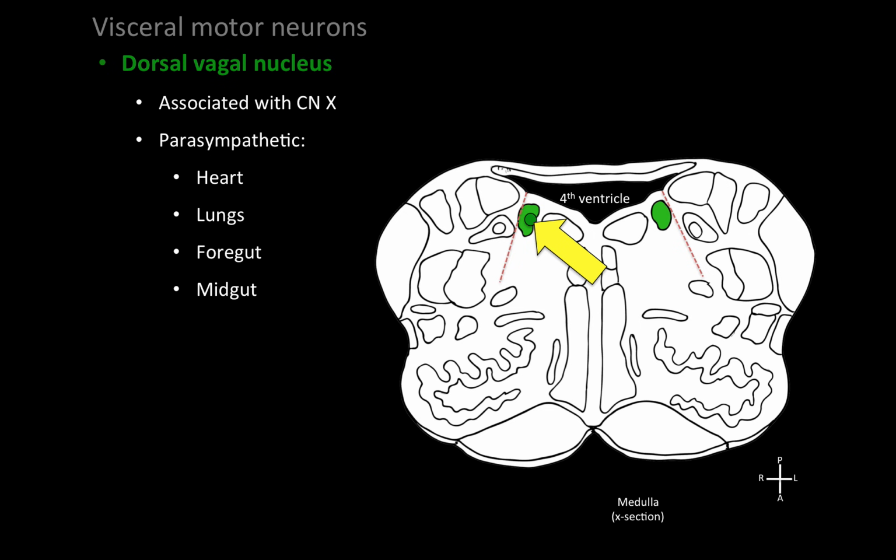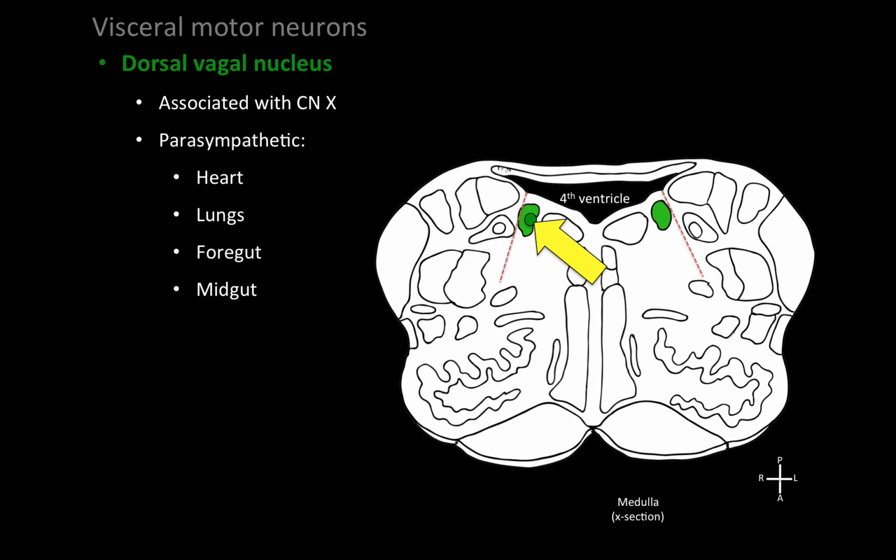As a matter of fact, the vagus nerve is the principal parasympathetic nerve in the body, and this is where the parasympathetic fibers arise. This is where the preganglionic parasympathetic fibers arise that innervate the heart, the lungs, foregut organs, and midgut. That's where it all arises.